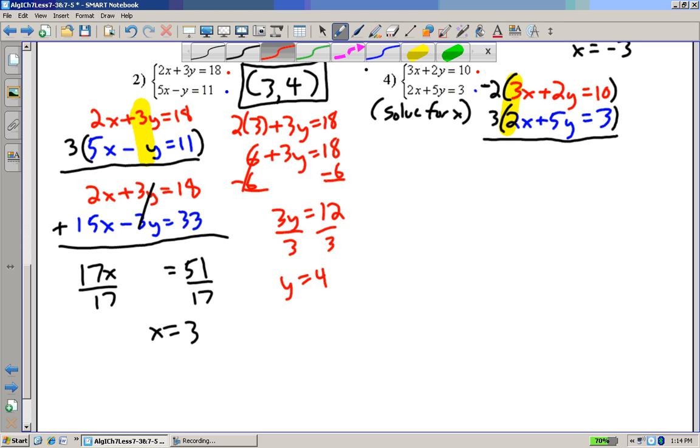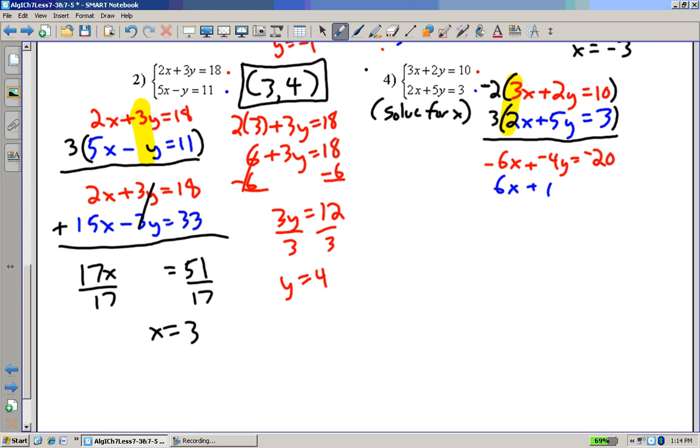Negative 2 times 3 would be negative 6x. Negative 2 times 2 would be negative 4y. Negative 2 times 10 would be negative 20. And on the bottom, 3 times 2, 6x. 3 times 5, 15y. 3 times 3, positive 9.